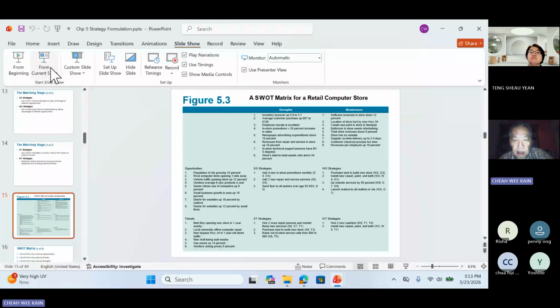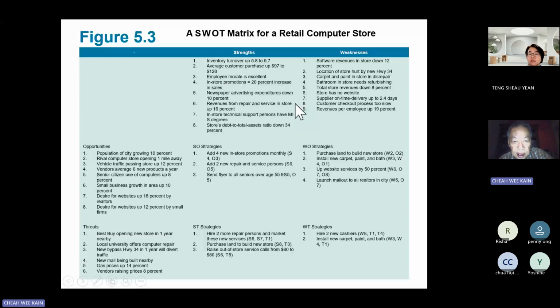Can you see you have strengths and weaknesses here, and you have opportunities and threats here. You may have identified a few opportunities, a few threats, a few strengths, and a few weaknesses. Now, what do I always say? You always try to use your strength to take advantage of your opportunity. So we call this the SO strategy.